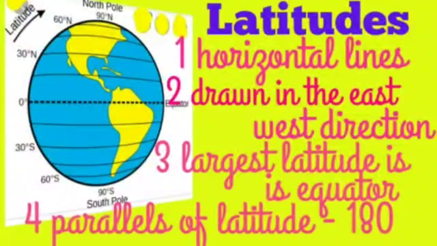Children, all these points you can see here on the diagram also, on the picture of latitudes. So what are the main points? Latitudes are drawn in the east-west direction. The largest latitude is the equator that divides the earth into two hemispheres, the northern hemisphere and the southern hemisphere. The total number of parallels of latitude is 180. So these are the points of latitudes.